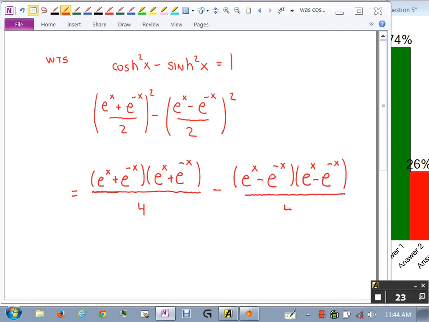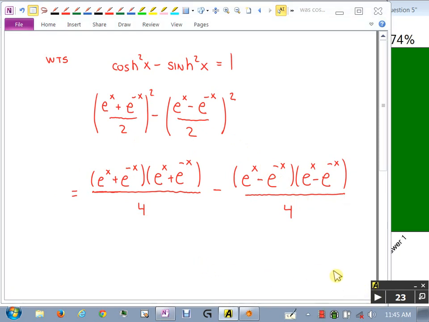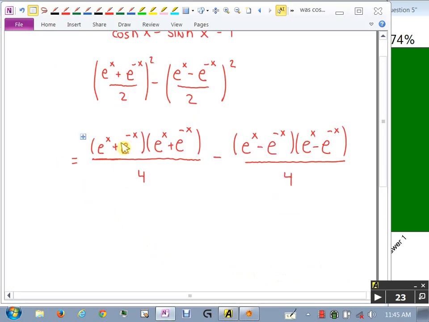I'm trying to show that this is going to be equal to 1, right? So when you square the numerator, there's 2 terms. You have to actually FOIL it out. And then I square 2, I get 4. Same thing over here. All right. Let's square out this numerator here. What would you get if you multiplied this out?